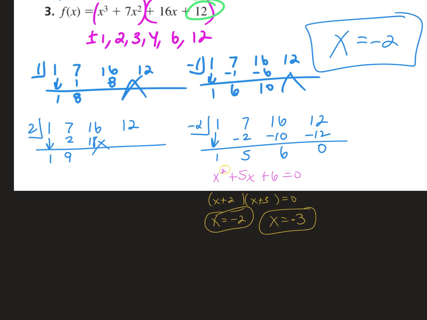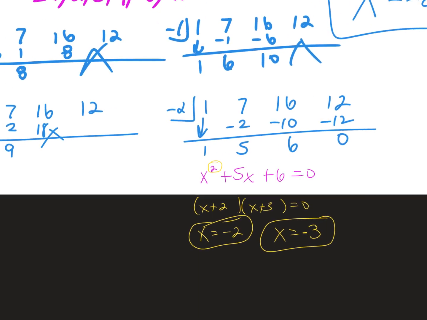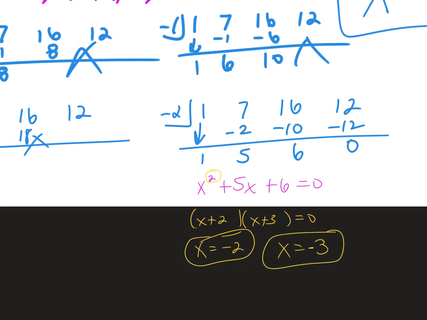Is there multiplicity? Yes, where? The factor and the LC equals x. So you have multiplicity at negative 2. So when you graph this, it's going to bounce off of negative 2, but it's going to go through negative 3. It's good to kind of visualize that, guys, so you kind of have that in your mind.